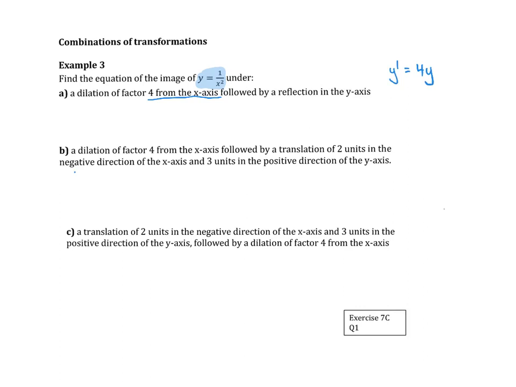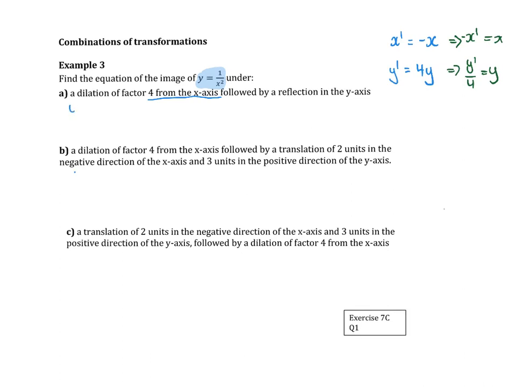And followed by a reflection in the y-axis. So if it's reflected in the y, doesn't x become negative? Yes. So you could rearrange them. So it's x dash is actually negative x, and this one would become y dash divided by 4, okay? And then you pop it back into your original.